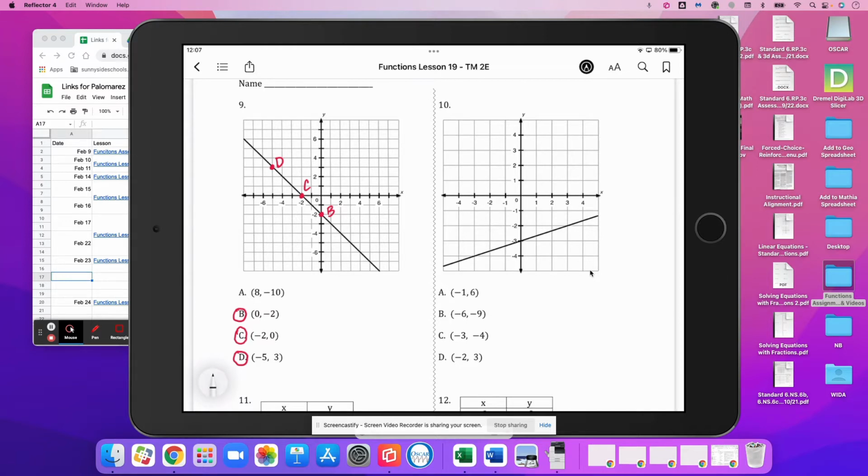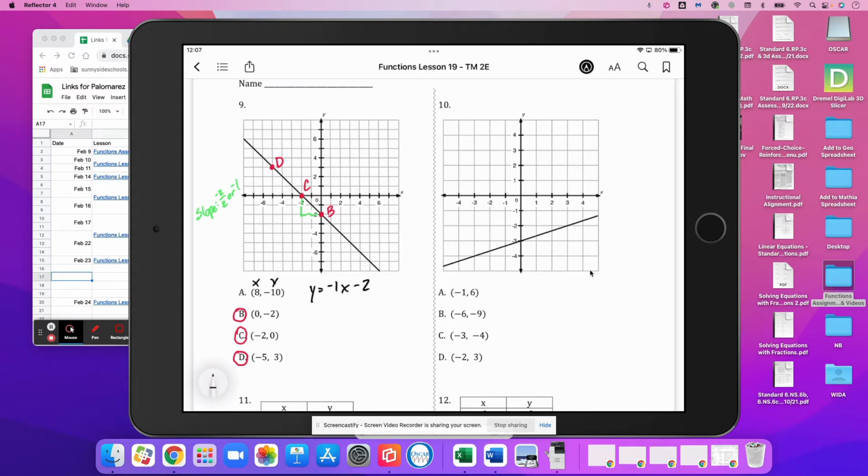So our equation is going to look like we are going to be going down 2 and to the right 2. So slope negative 2 over 2 or negative 1. And our y-intercept is negative 2. So we've got y equals negative 1x minus 2. So we'll test our points.